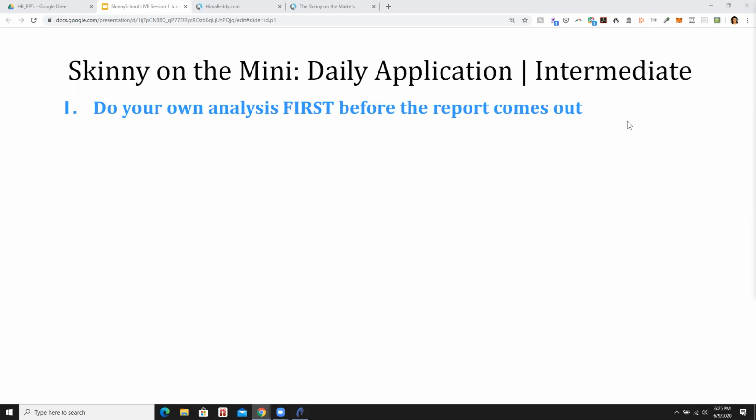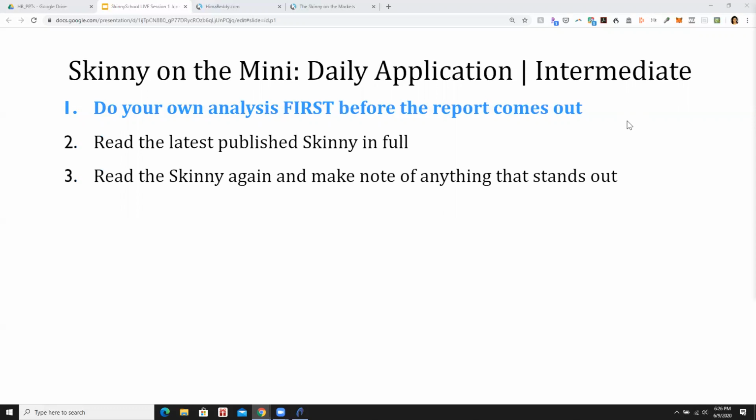So intermediate folks, I want you to do your own analysis first before you get the report in your inbox or before you go into the portal to check the NQ futures. Whatever it is that's working for you, whatever you understand that's led you to being profitable on sim or not blowing your account. Not blowing an account is a step in the right direction. So consider that and do that analysis first and be ready with it. Then when the skinny comes out, read it in full, similar steps to the beginner. Read it again and make note of anything that stands out.